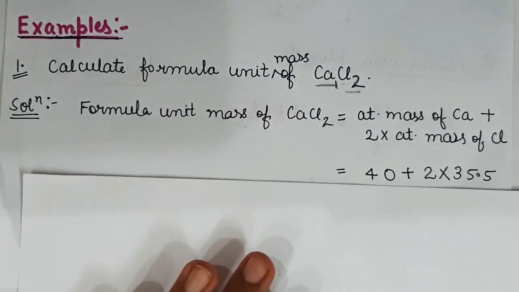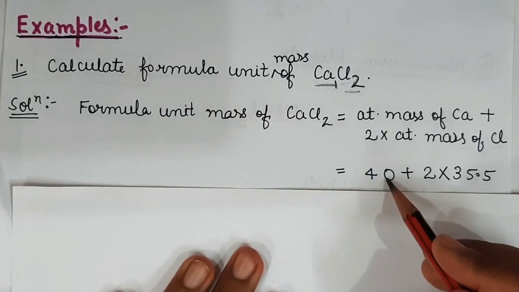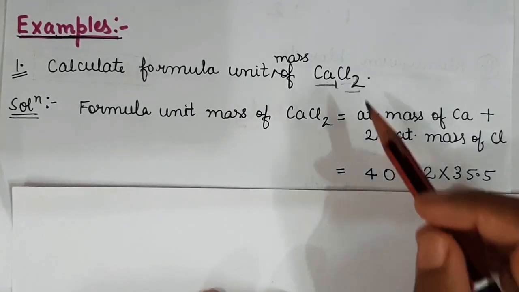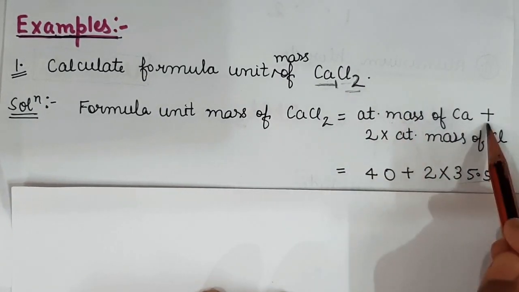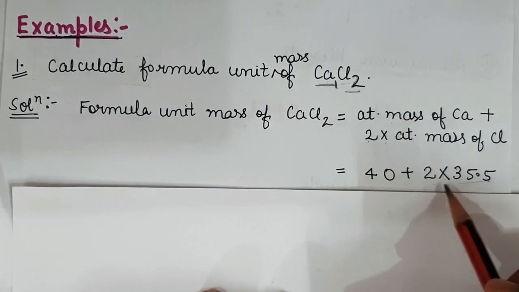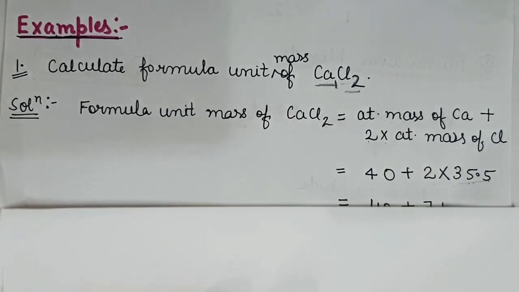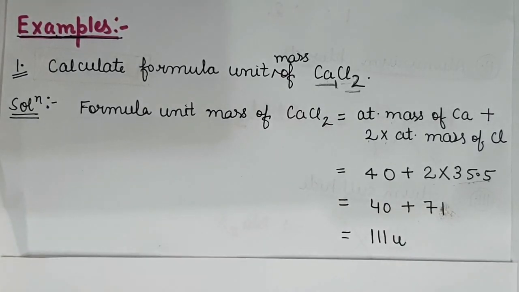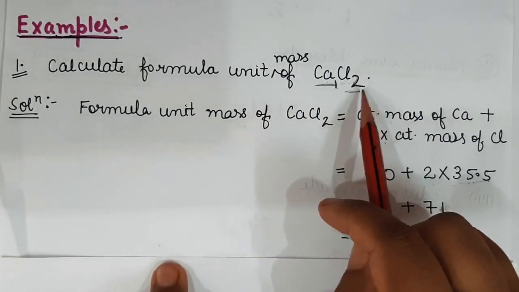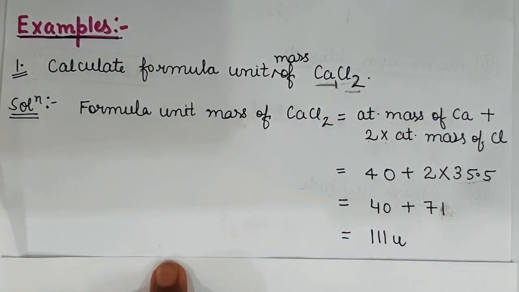So what is atomic mass of calcium? That is 40. And what is atomic mass of chlorine? It is 35.5. So 40 plus 2 into 35.5. So just solve it. 40 plus 71, that is 111 U. That is the formula unit mass of CaCl2, that is calcium chloride. Okay, it is the same method as we followed right now in molecular mass.